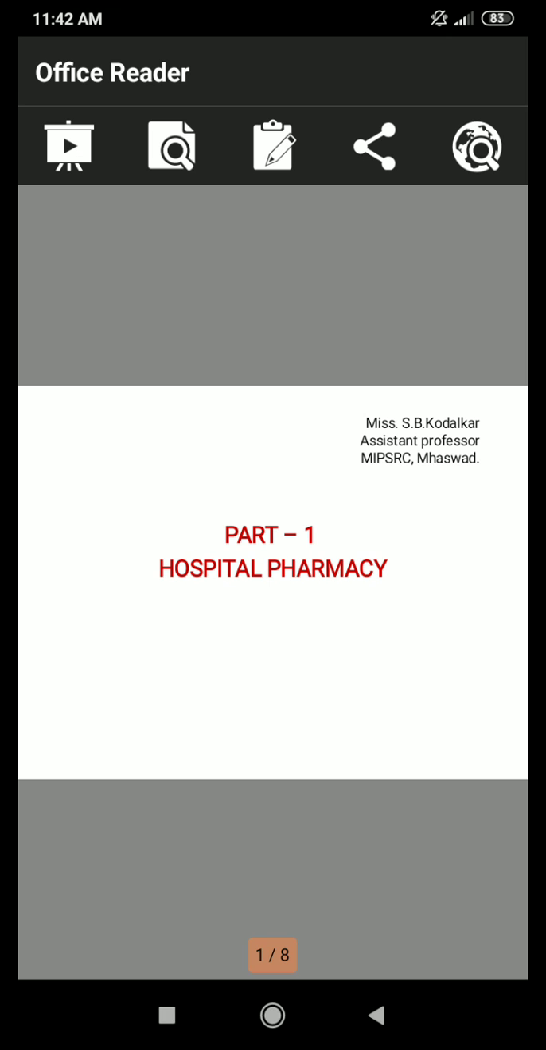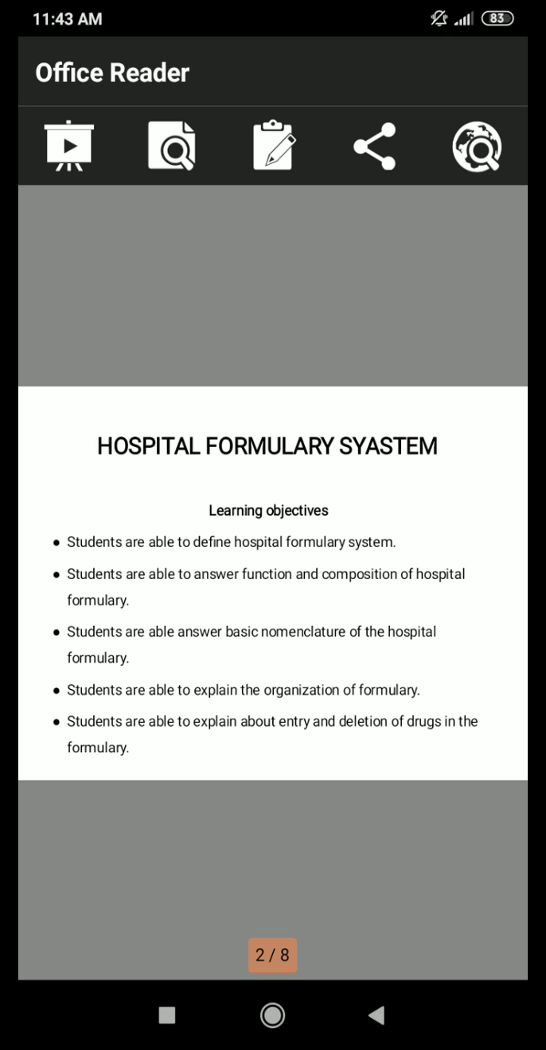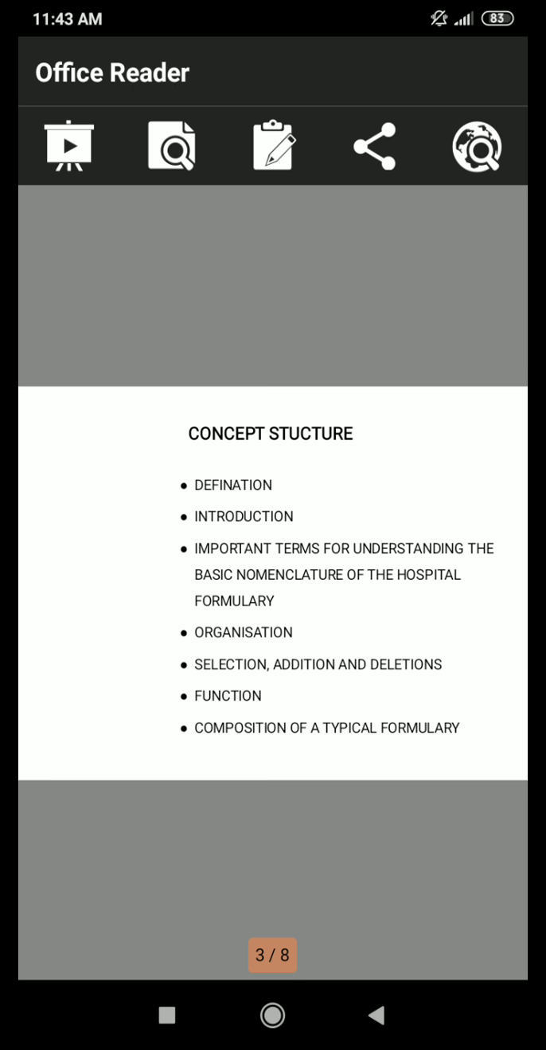Today I will start the remaining part of chapter number 9. The chapter is Hospital Formulary System from part 1, Hospital Pharmacy. Let us first shortly look at what we saw in the previous lecture: definition, introduction, then important terms for understanding the basic nomenclature of the hospital formulary.